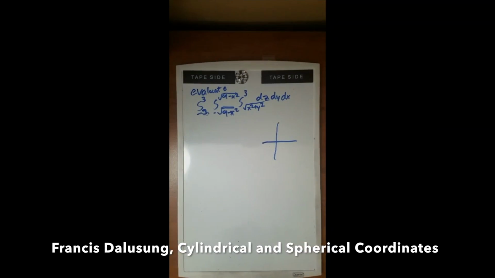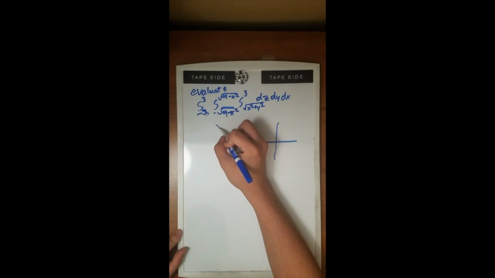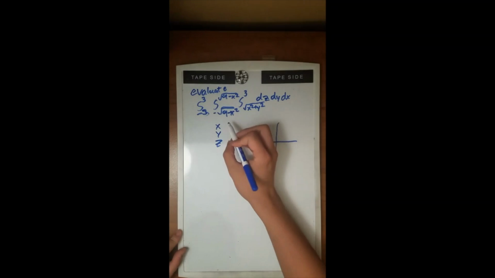Evaluate the triple integral from negative 3 to 3, negative square root of 9 minus x squared to square root of 9 minus x squared, and from the square root of x squared plus y squared to 3, dz, dy, dx. To solve this problem, it's going to be very helpful for us to get our bounds for x, y, and z. And so let's get it first in rectangular coordinates.